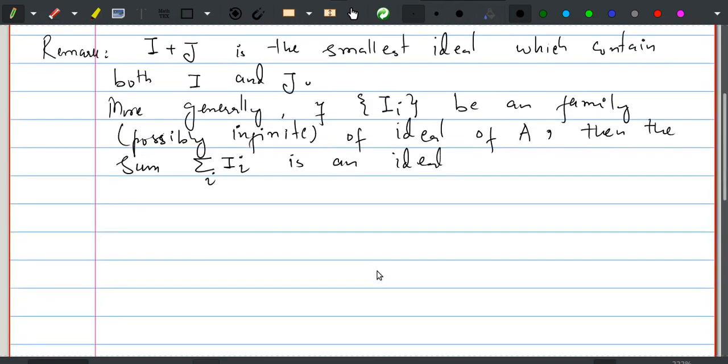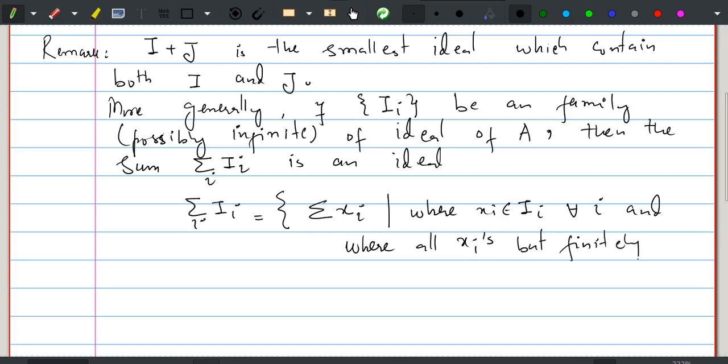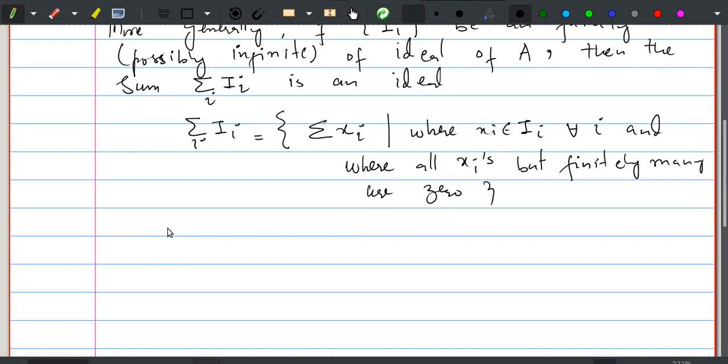The sum of these ideals is an ideal which contains elements of the form sum of xi, where xi is in I sub i for all i, and all xi's but finitely many are 0. That means in this sum there are only a finite number of non-zero terms and the rest of the terms are 0. So this is the generalization of the above definition.